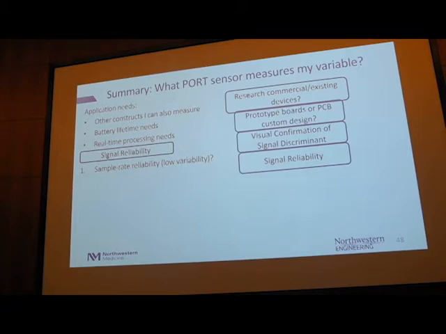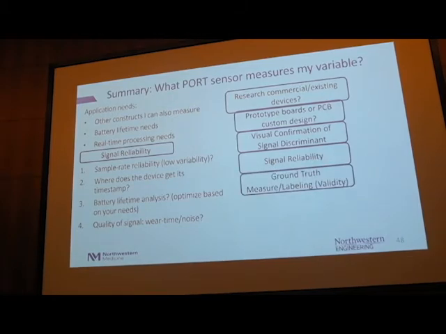When it comes to selecting the sensor, you really want to think about constructs, battery lifetime, real-time processing. The research commercial: are there existing devices out there? Are they using prototype board or PCB custom design? You want it visually confirmed. You want to look at signal reliability.